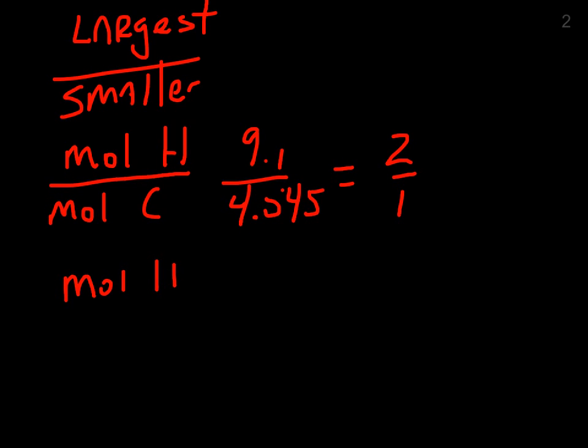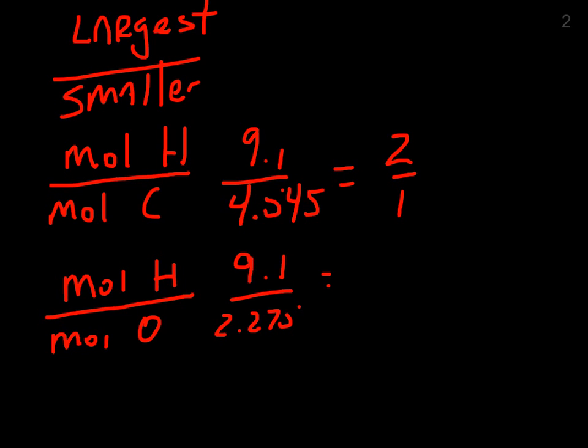Now I'm going to continue with the largest being hydrogen. I don't want to change anything right now, and I'll show you why in a second. Divide that by the moles of oxygen. 9.1 divided by 2.275 is going to give me a 4 to 1 ratio. Now you'll see it's not really a problem, but I've got to be careful right here, because the moles of oxygen, with the hydrogen, tells me there are 4 moles. When I figured out the moles of carbon to hydrogen, there were 2 moles of hydrogen.